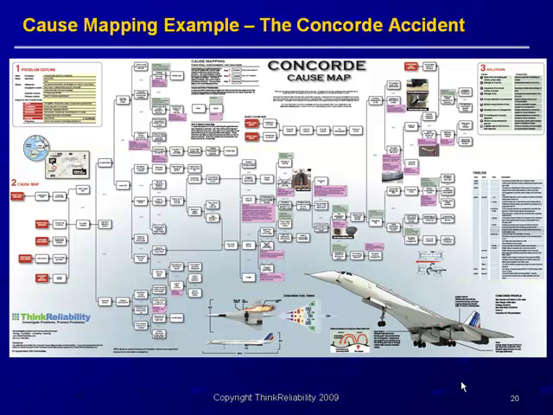So this is a poster. It's available on our website under RCA examples over on the left margin of our website. The Concorde is one of the examples in there, and the poster is available for purchase. The idea is you put it on a wall or a conference room wall, and you can see this level of detail. In the middle top part of the map is a very simple cause map that I just showed you that talks about the tire rupturing and the Concorde crashing.